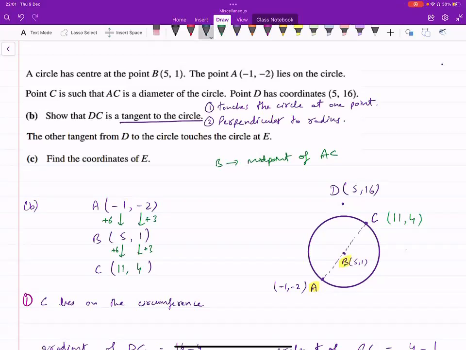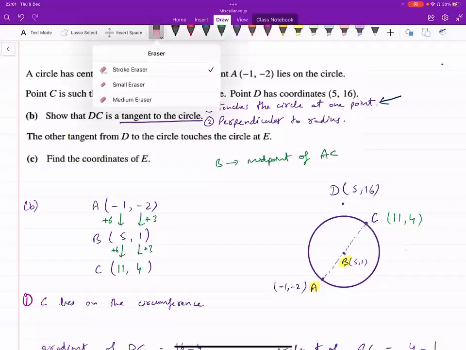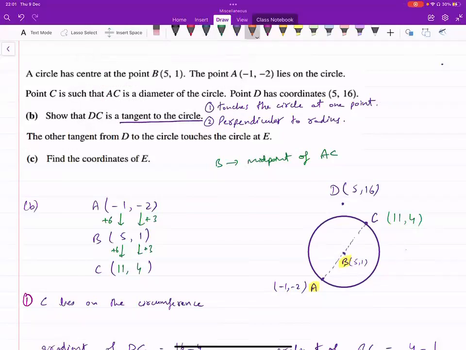You have to do two things. You have to show that the line DC touches the circle at only one point. That's one thing that you'll have to show. And the second thing is you have to show that the line DC is perpendicular to the radius at that point where the line touches the circle. Okay.